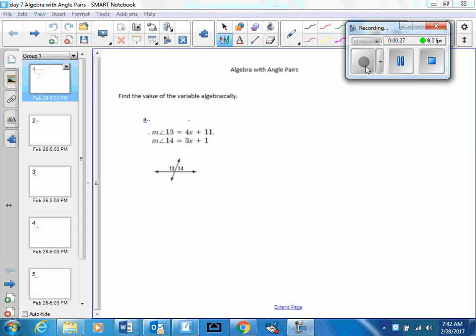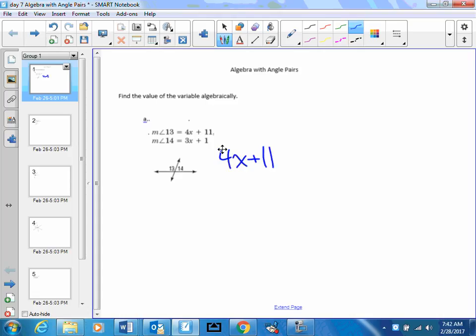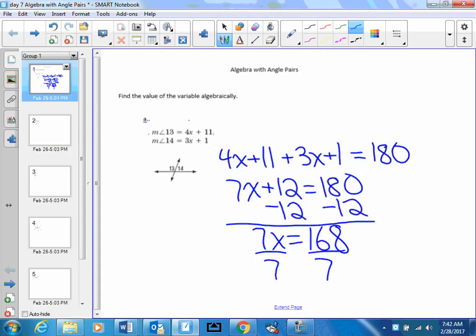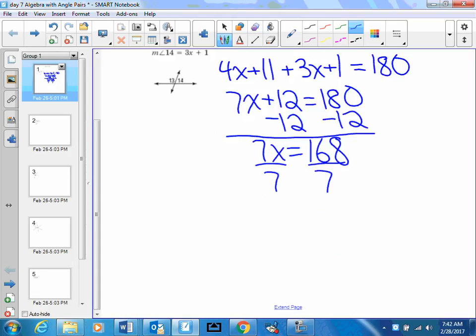supplementary. So if I add together those two expressions, 4x plus 11 plus 3x plus 1, I have to get a total of 180. So now if I combine like terms, 4x plus 3x becomes 7x, plus 11 plus 1 becomes 12, equals 180. And now I start to do my inverses. My first inverse would be to subtract 12. So I have 7x equals 168. And then I would divide by 7. And I get my value of x is 24.